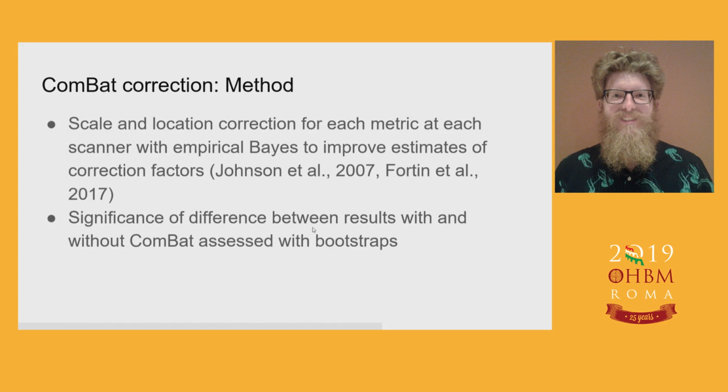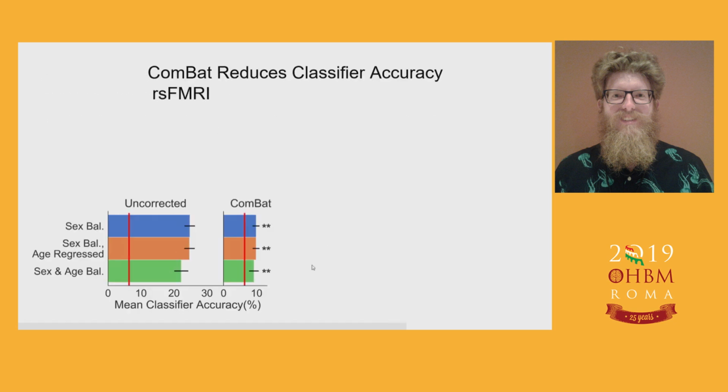So taking a look at ComBat correction. As I said, it's a method that came out of genetics. If you want to talk to me more about it, you can come find me at the poster on Wednesday. But the significance for this was assessed with 10,000 bootstraps for the differences between ComBat-corrected and non-corrected results. So resting state data, we've got the uncorrected again. You've already seen that part.